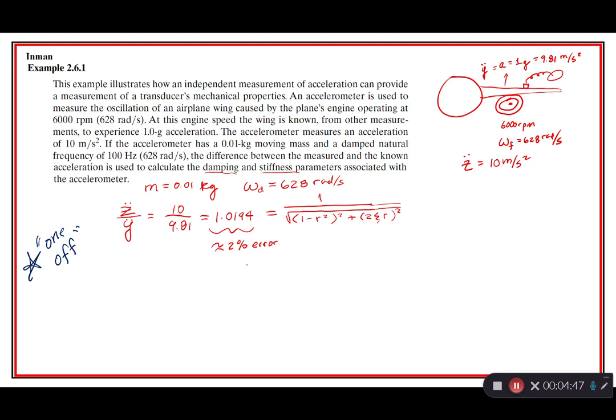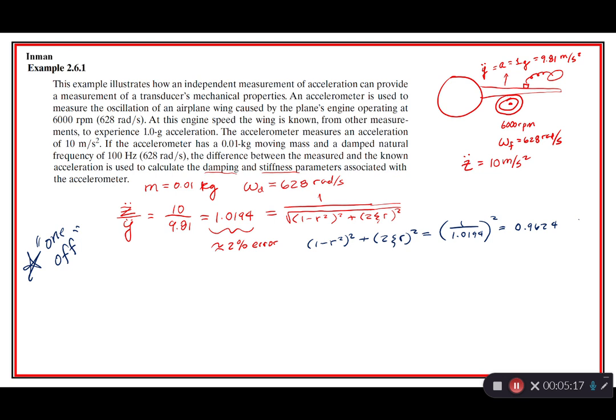So the first thing I'm going to do is rewrite this equation and square what I can. (1 minus r squared) squared plus (2 squiggle r) squared is equal to 1 over 1.0194, and then we can square that, and that comes out to 0.9624. Maybe you can save this for later.